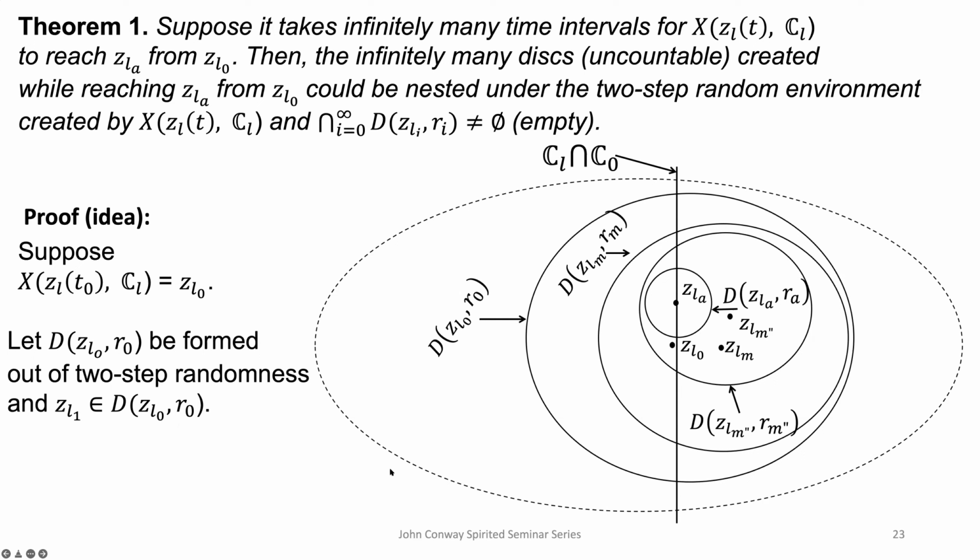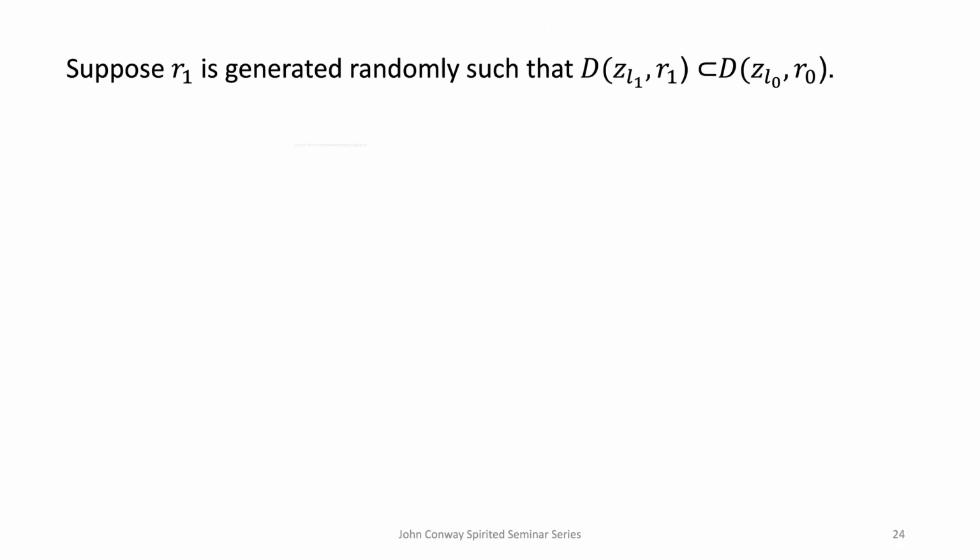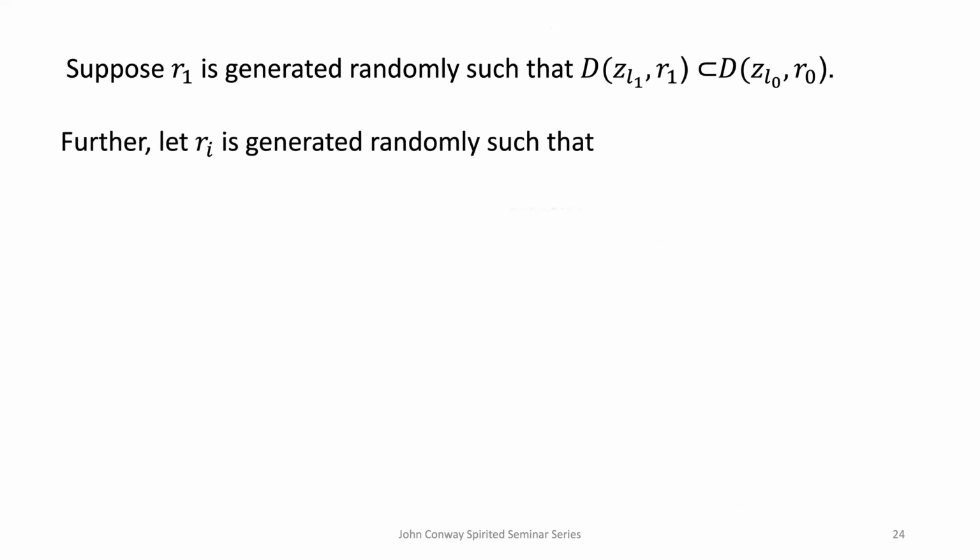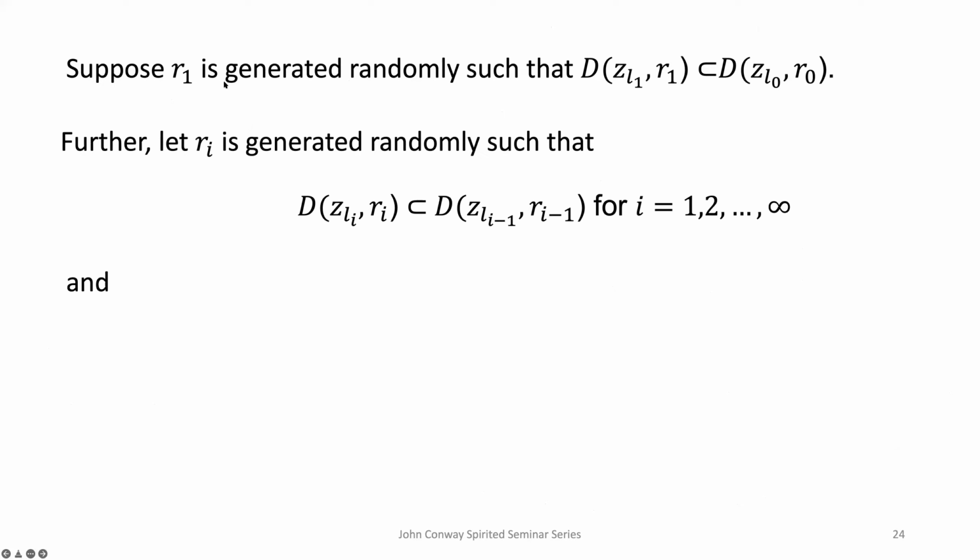So again, you see that intersection here. Once the disk is formed, even though there are infinitely many disks, there is still an initial value, and still a point randomly needs to be picked up. That's why the intersection would never be empty. Let us see how. So R1 is generated randomly. This first value is picked up such that D of ZL1, R1 is a subset of the original disk. Similarly, further Ri is generated, the ith value is generated randomly such that the disk is a subset of the disk of ZLi-1, Ri-1.